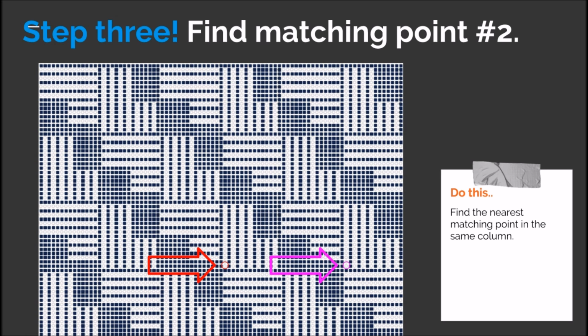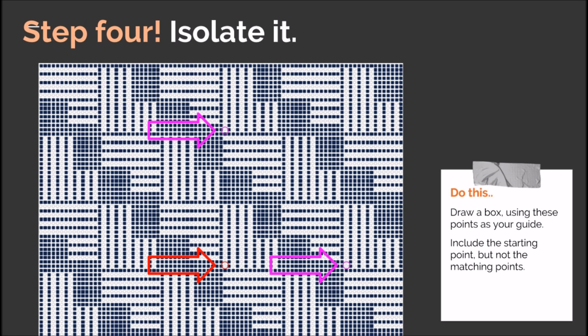Step 3 is to find the second matching point. Find the nearest matching point within the same column. So from this point here, we're going to work our way up until we find the point that matches that first point. And we find it right here. Step 4 is to isolate it.